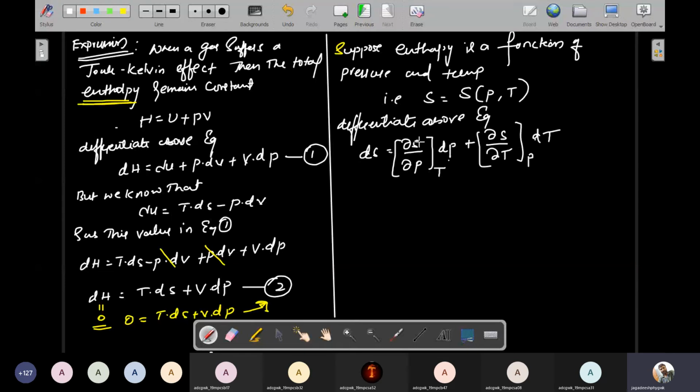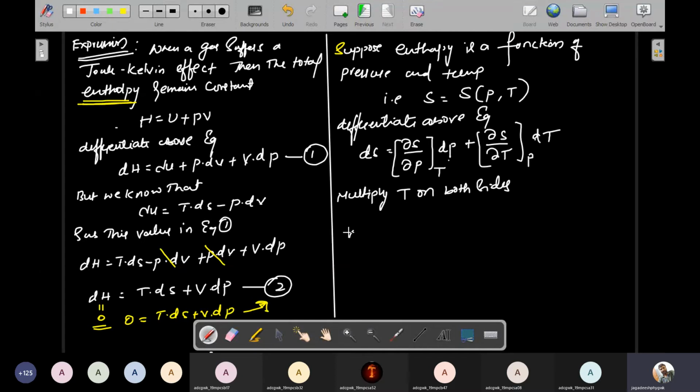So ds = (∂s/∂P) at constant temperature into dP plus (∂s/∂T) at constant pressure into dT. That is the differentiable equation. Now multiply T on both sides. Multiply capital T on both sides.